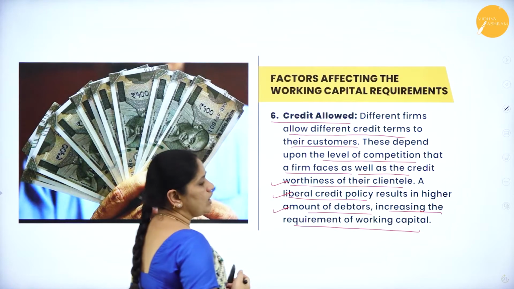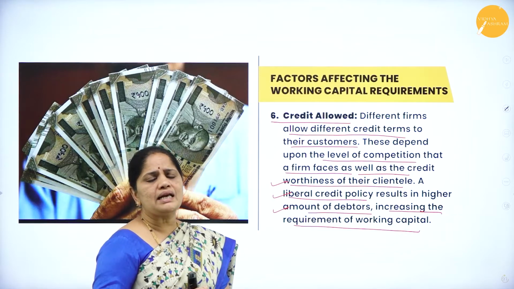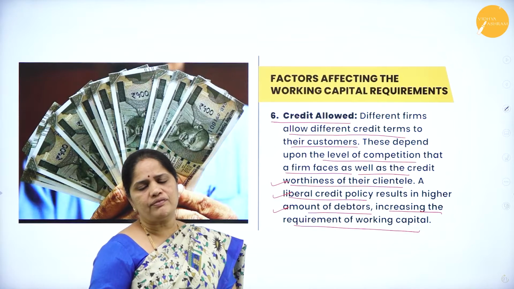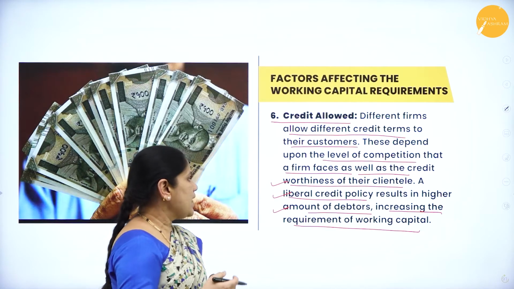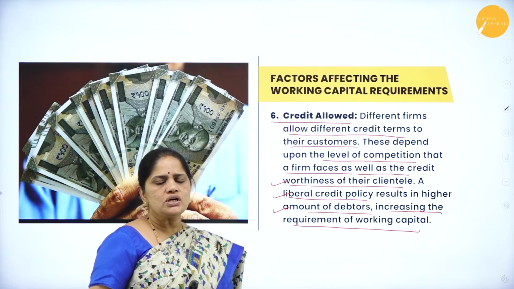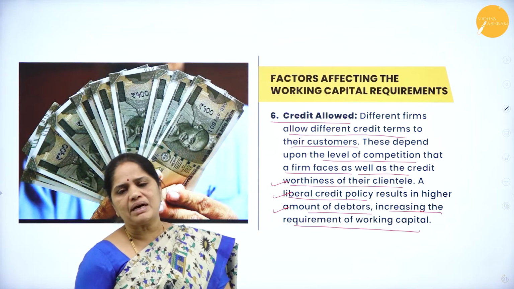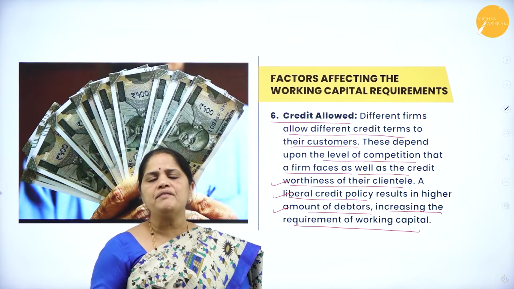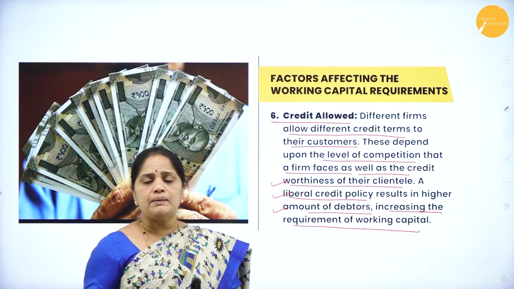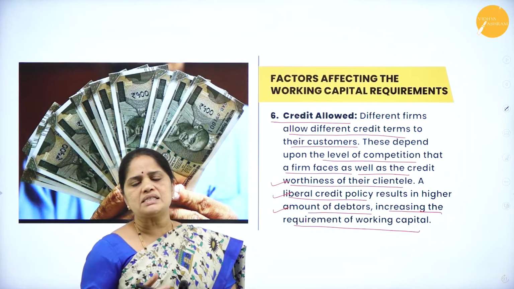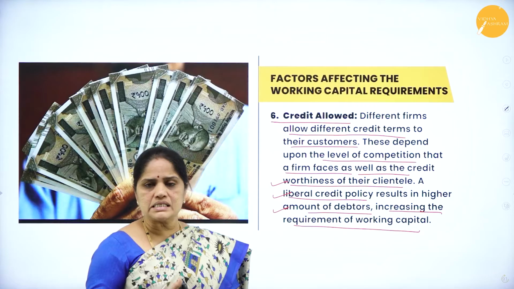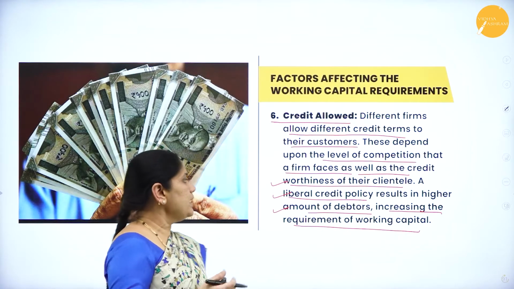A liberal credit policy results in higher amount of debtors. Suppose the company is very liberal in giving advances to its customers, then we may need a lot of money for financing our customers, and as a result of which we may have to go in for higher working capital. So, suppose you are giving a period of 3 months as credit for our debtors, then our funds will be locked with them for the next 3 months, and we have to wait till they repay our money. So this period of 3 months, the company has to survive on the working capital, and as a result of which the working capital requirement will be higher here.